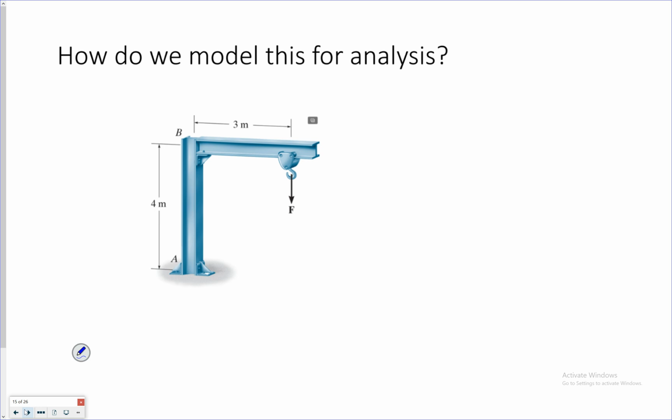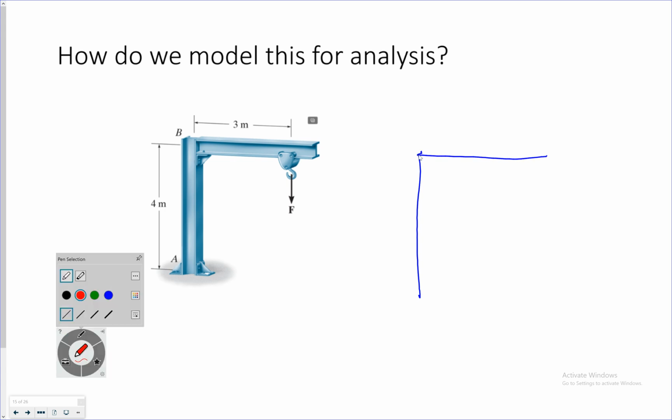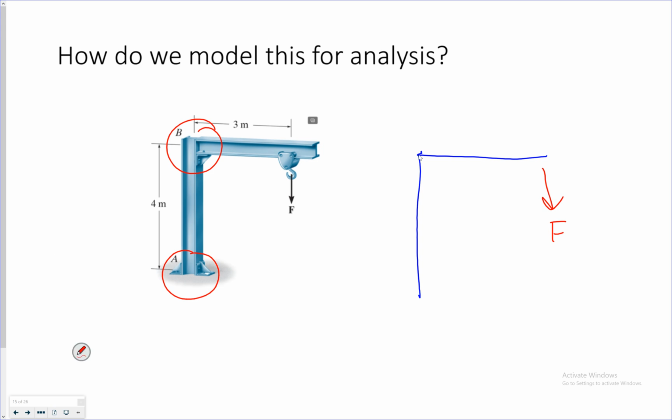So, for instance, here's a cantilevered beam on a column with a hanging load. Maybe there's an equipment hook. So, okay, I'll take my column and make it a line. And I've got my beam attached to it and I'll make it a line. And I'll put my little force. But the question is, what do we do at the joints? So we've got to figure out how to model these joints.